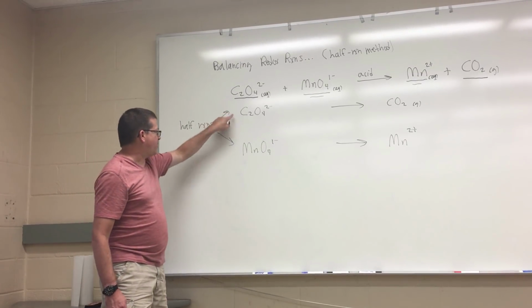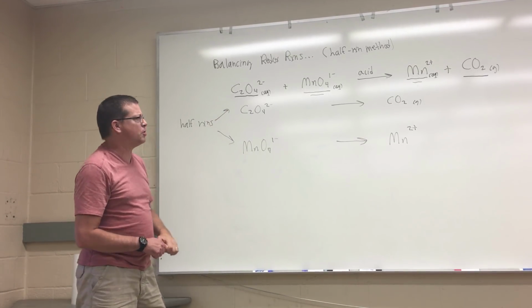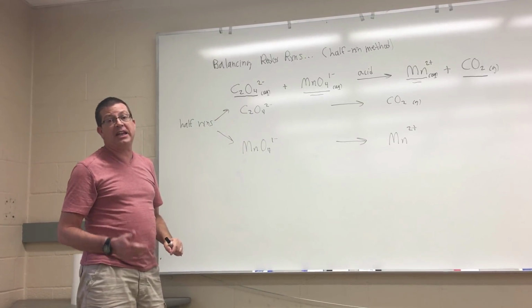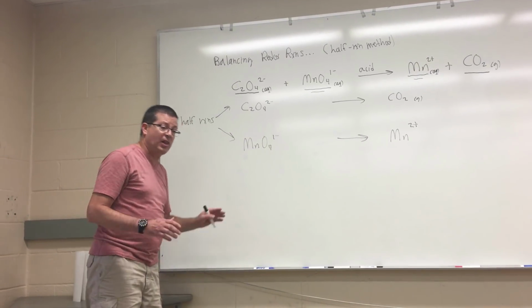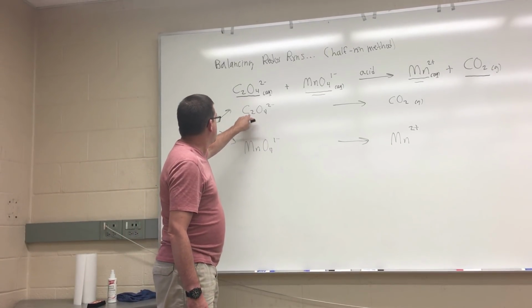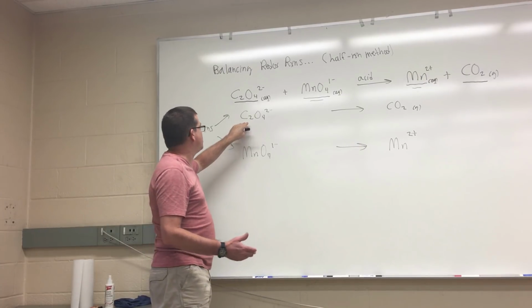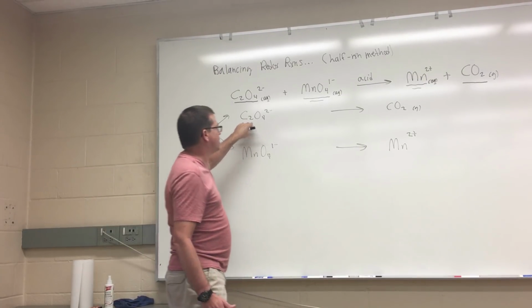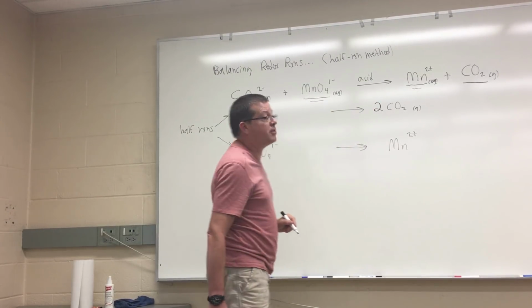So once we've identified and separated out the two half reactions, the next thing that we have to do is to individually balance each half reaction. So let's do that. We know how to do that from class. All right, so C2O4, carbon is the first place I go. It's the non-hydrogen, non-oxygen element. 2 carbons on the left, I need 2 on the right. I'm going to use my coefficient here in front to do that.